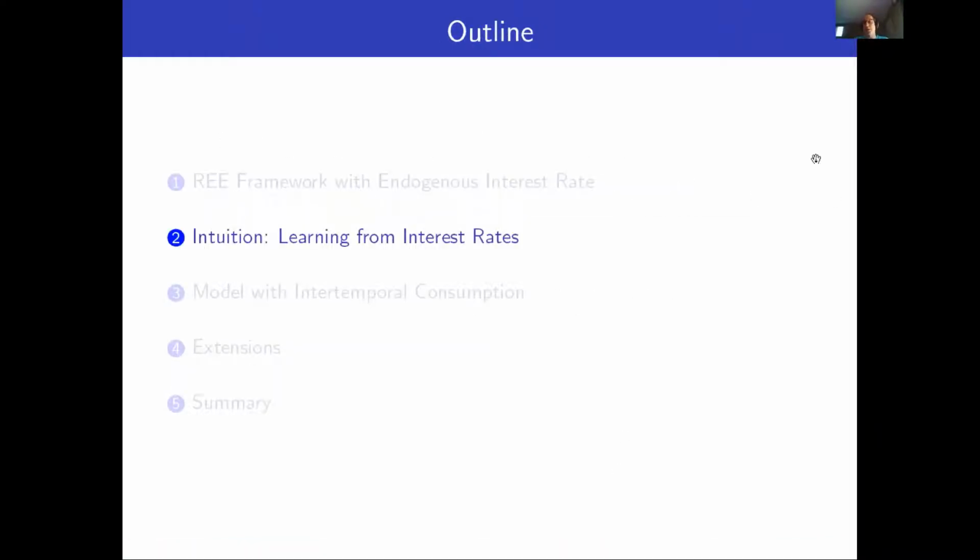So this is somewhat a complicated problem to solve. So let me start with a version of the problem which is tractable, which delivers a closed form solution. And then later on, I'll tell you how we deal with the more general model.